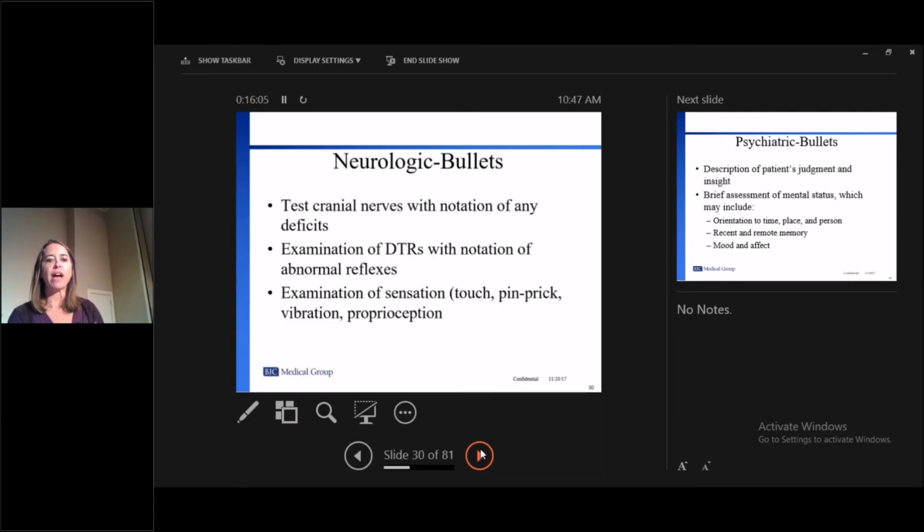As far as neurologic goes, testing cranial nerves and noting any deficits or lack of deficits. Don't forget to note lack of, okay? Because if you're doing your cranial nerves and everything's normal, don't not document that you did it, because this gets you bullet points, okay? If you're doing your deep tendon reflexes, and if you're doing any of the touch or pinprick or vibration sensations, those count for neurological also.